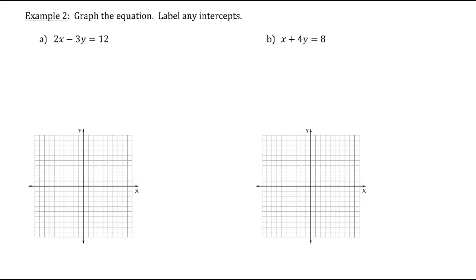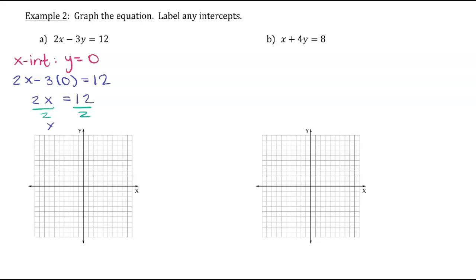In part A, let's start by finding our x-intercept and our y-intercept. We will first find our x-intercept by setting y equal to 0. Substituting y equals 0 into the original equation, we have 2x minus 3 times 0 equals 12. 3 times 0 is 0, so we have 2x equal to 12. And dividing both sides by 2, we have x equal to positive 6. We now know that our x-intercept is the point (6, 0).